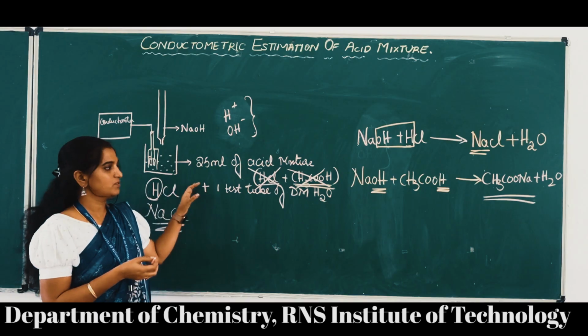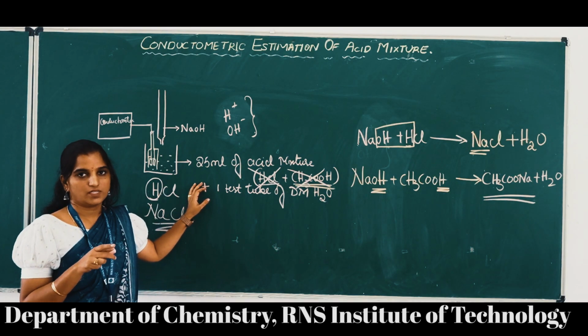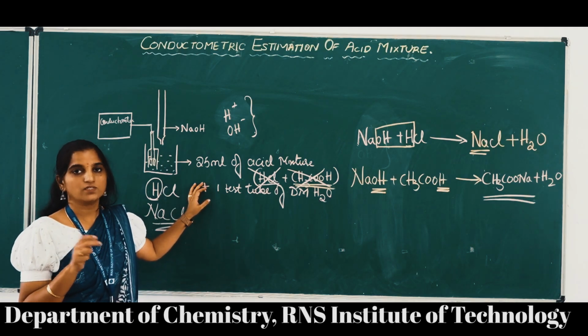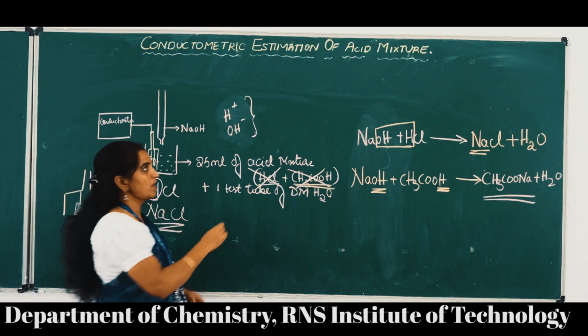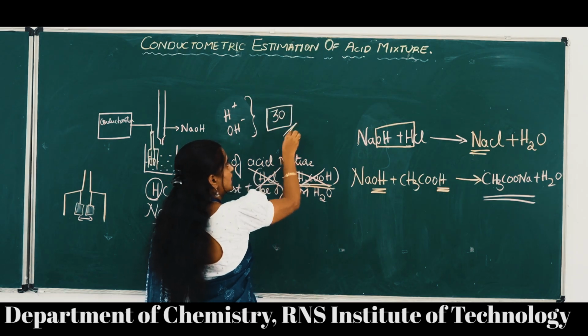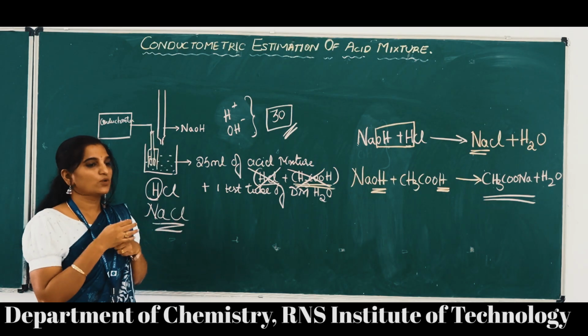So then what happens? We will not stop the titration there. In the conductometric estimation, keep the most important point in mind, that we should continue the titration till we get the initial reading. For example, if our initial reading is 30, we should continue till we get the initial reading, that is 30.